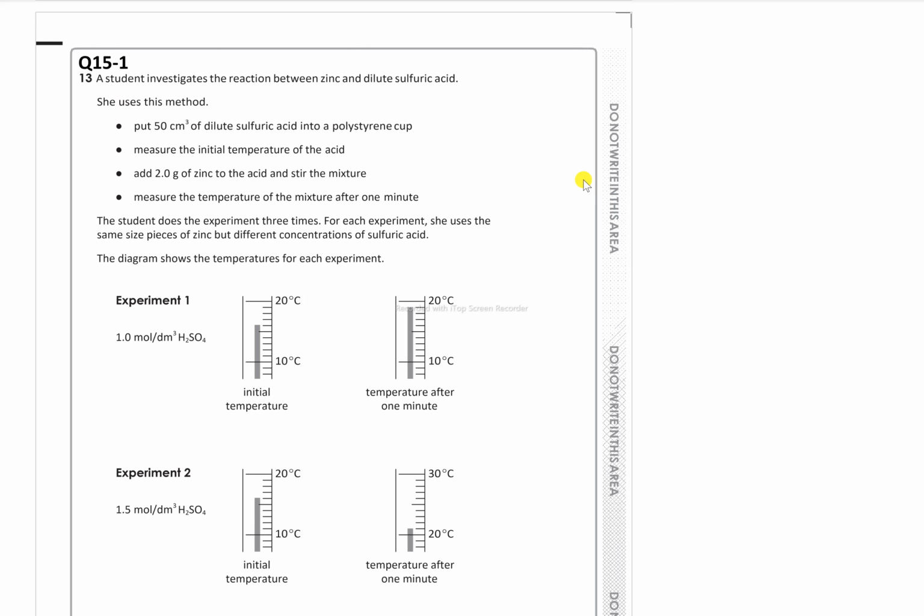So, right, okay, this is that polystyrene cup. This is the standard one. You've got a cup. Why do we use polystyrene? Because it's a good insulator of heat or poor conductor. You've got your thermometer, which is measuring the temperature. You've got acid and zinc. So you put your acid in.